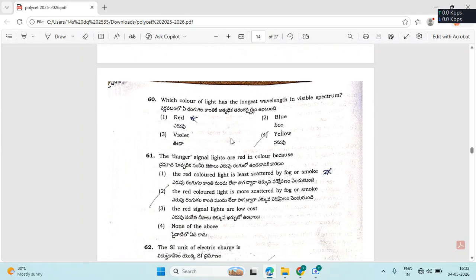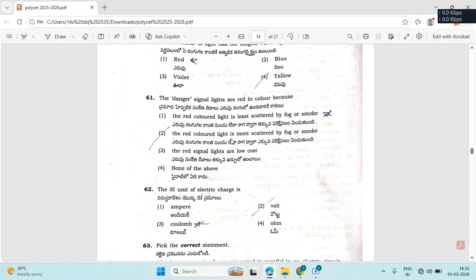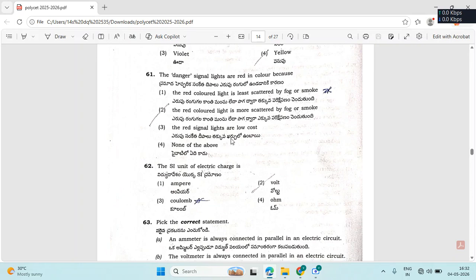Which color of light has the longest wavelength in the visible spectrum? Red, blue, violet, yellow. The correct option is 1 and the answer is red. The danger signal lights are red in color because the red color light is least scattered by fog or smoke. The red color light is more scattered by fog or smoke. The red signal lights are yellow or low cost. None of the above. The correct option is 1 and the answer is the red color light is least scattered by fog or smoke.